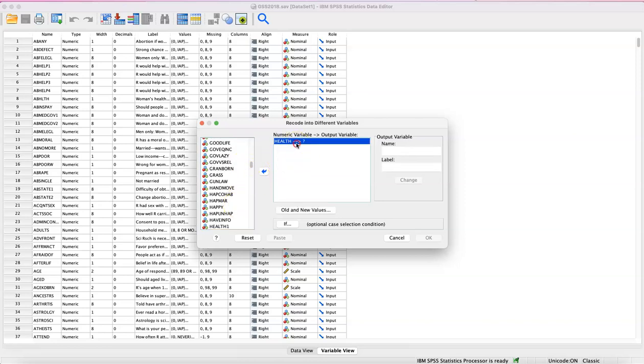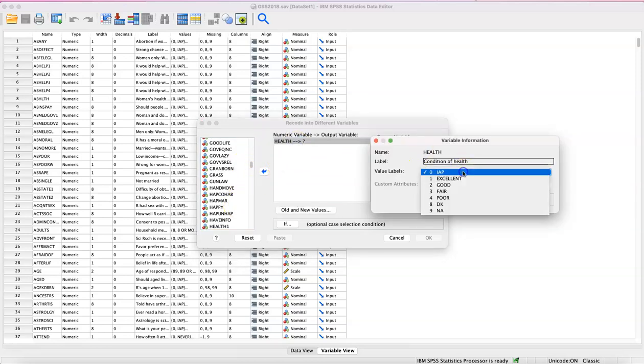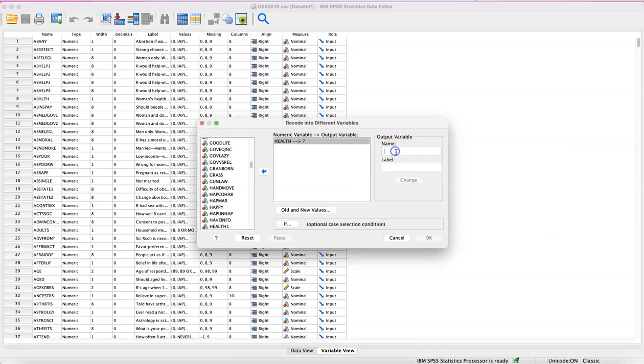The variable information is coded so that 1 is the smallest number, and 4 is poor health condition. So this is not a very good way of coding for our analysis. We will change it so the larger number is the better health condition. So we'll name it the recoded health condition. In the label, you can add some explanation so you can recall it later. So a recoded health variable would be enough here.